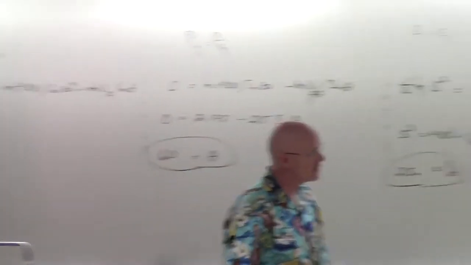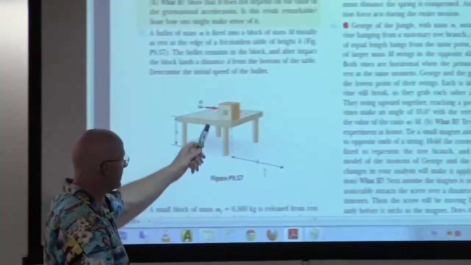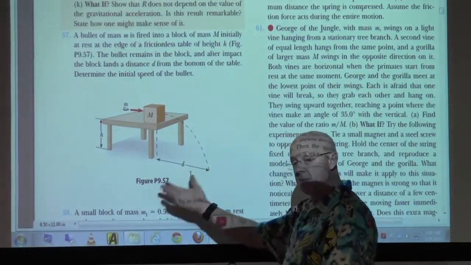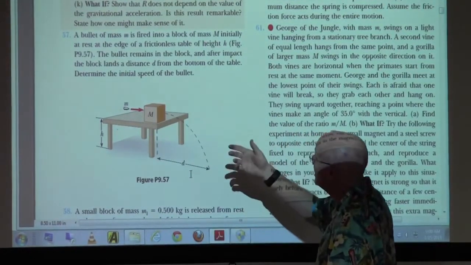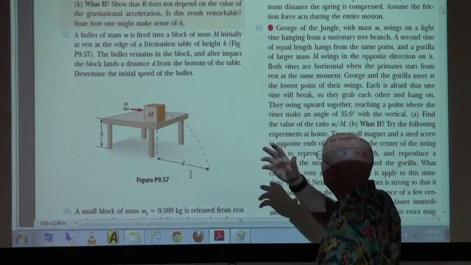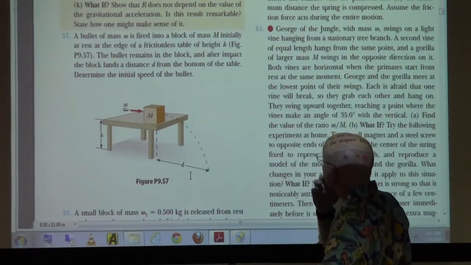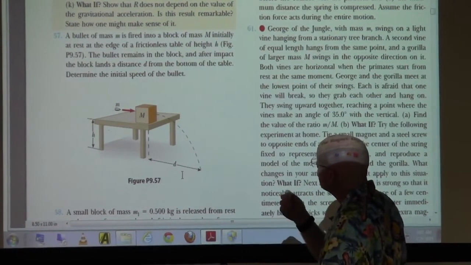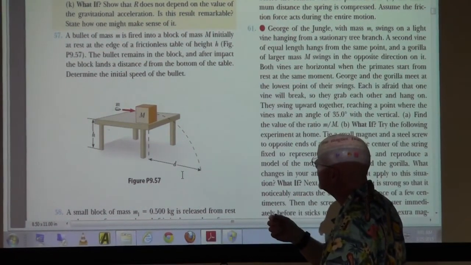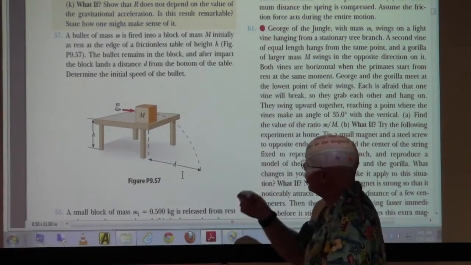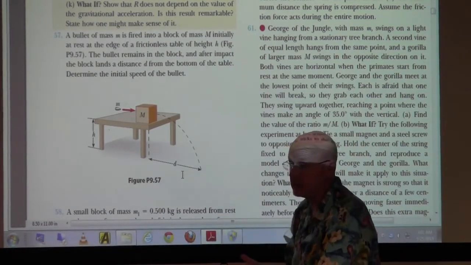And this one does too. This is a little projectile one. It's going to hit this block, and then it's going to shoot off the block, and it's going to go a distance d. So this takes us back to our kinematics here. Watch, it says a bullet of mass little m is fired into a block of capital M, initially at rest at the edge of a frictionless table of height h. The bullet remains in the block, and after the impact, the block lands a distance d from the bottom of the table. Determine the initial speed of the bullet.